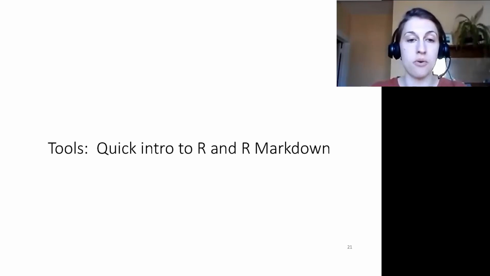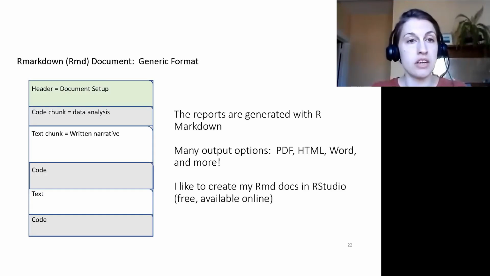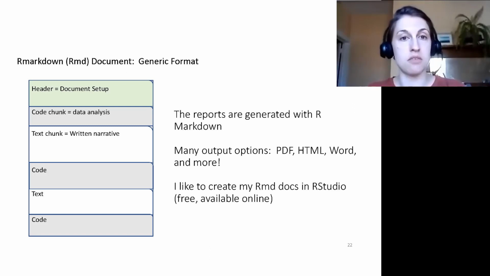And that's really the key for how I make these reports. So if we look at generally the different parts of this type of document, of an R Markdown document, there are 3 main parts. There's a header where you do some document setup. It's not actually displayed in your final document.